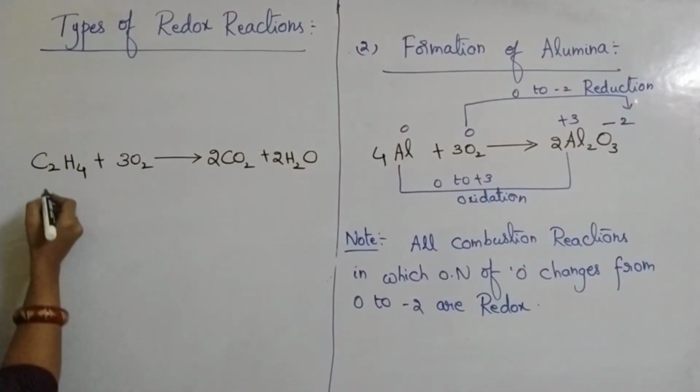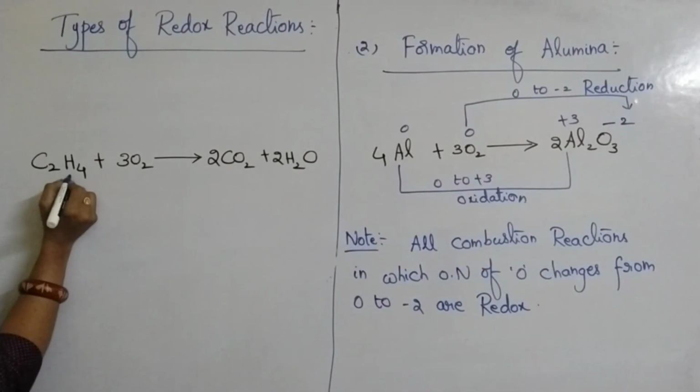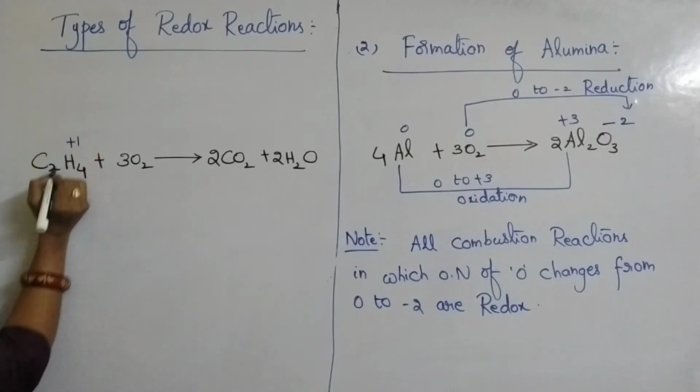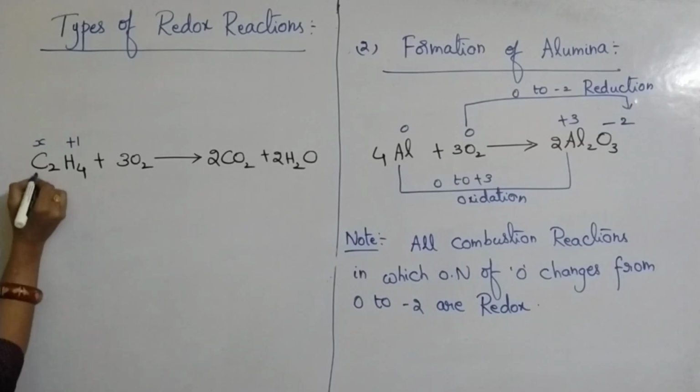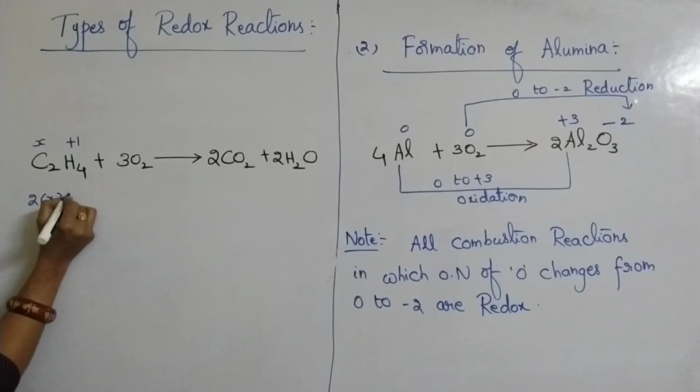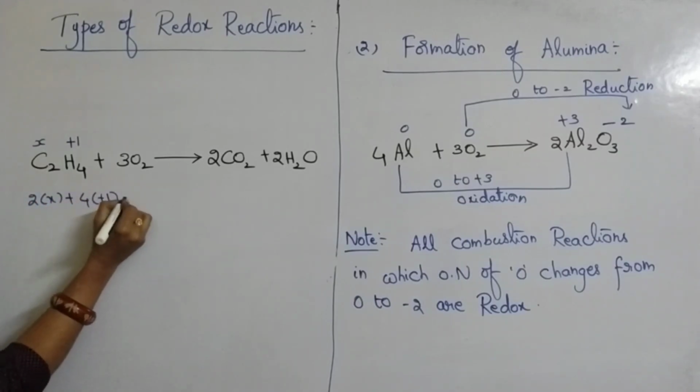Let us verify. For hydrogen it is +1. Now if you don't know the carbon's oxidation number, let us keep it as X. So 2 into X plus 4 into +1 is equal to 0.